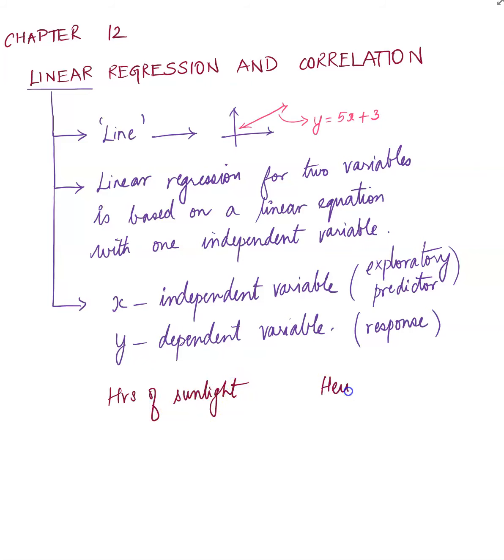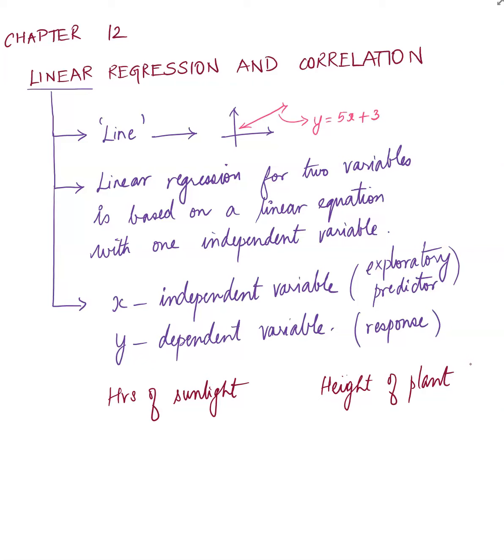And then the height of the plant. These are the two variables. These two can vary, right? The hours can vary, the height can vary. So now ask yourself, do the hours of sunlight depend on the height of the plant, or does the height of the plant depend on the hours of sunlight? When you think about this question, your answer becomes very clear.